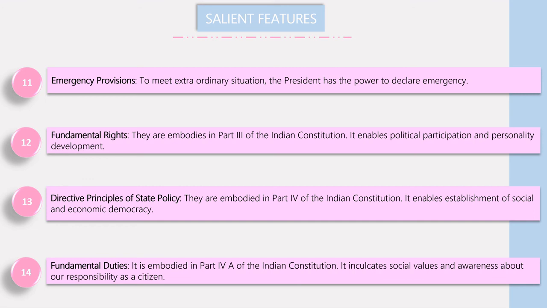Parent or guardian must provide opportunity for education to their children up to 14 years. Fundamental duties are non-justiciable in nature. They inculcate social values and awareness about our responsibilities as a citizen. That is, while enjoying rights, one has to be conscious of one's duties.